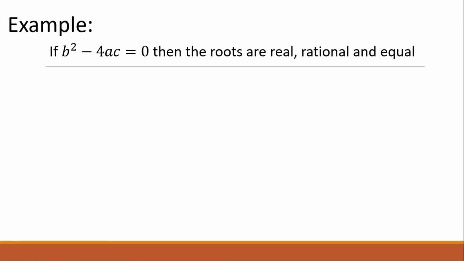Okay, bigay tayo ng example. If b squared minus 4ac is equal to 0, then the roots are real, rational, and equal. So this is our first condition. So given that x squared plus 12x plus 36 is equal to 0, so alamin natin yung discriminant dito. Pero, di ba, alamin muna natin yung roots nitong quadratic equation.